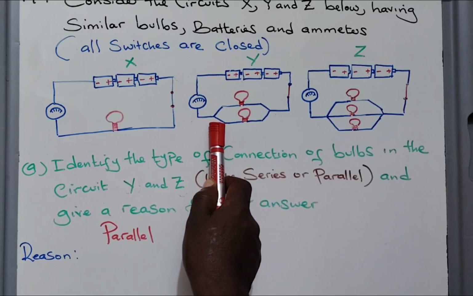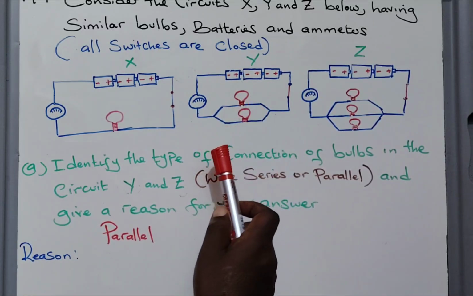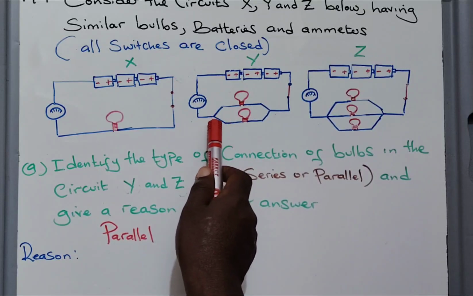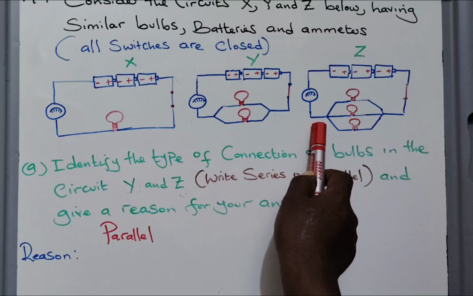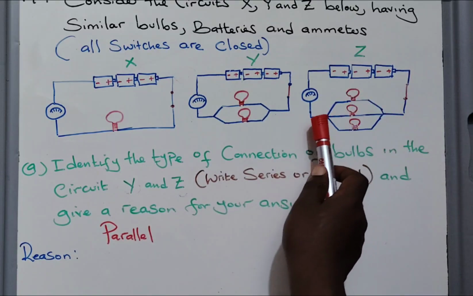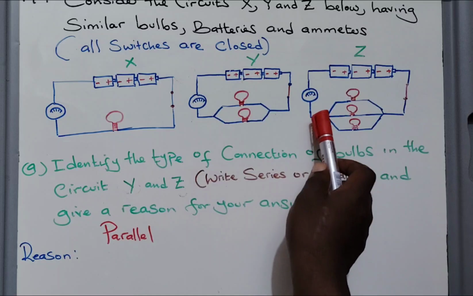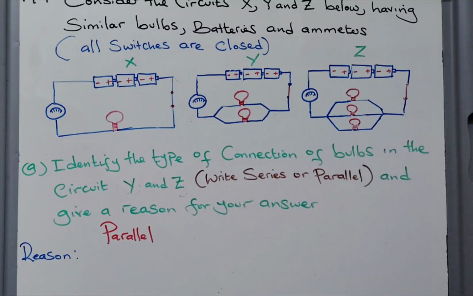When you look at this junction, what happens? Part of the current flows through that, and another part flows through this. When you look at this one, there's this junction. The current here divides, part goes up, the other one passes here, and the other one passes this side. So when current is given an alternative path, that connection is called parallel.